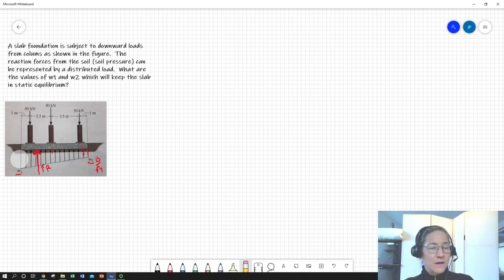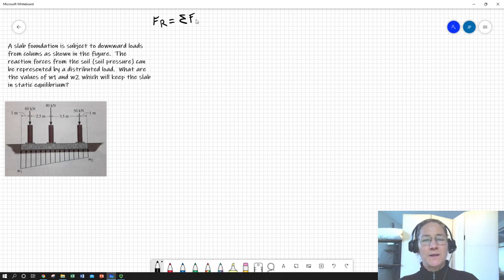So let's go ahead and set this up. We can start with just what do we know? We know that the force resultant from the distributed load equals the sum of the forces, and this is all in the vertical. So I could say sum of the forces in the y. Let's go ahead and define a coordinate system. Might be a good time. So let's say that's y and this is x.